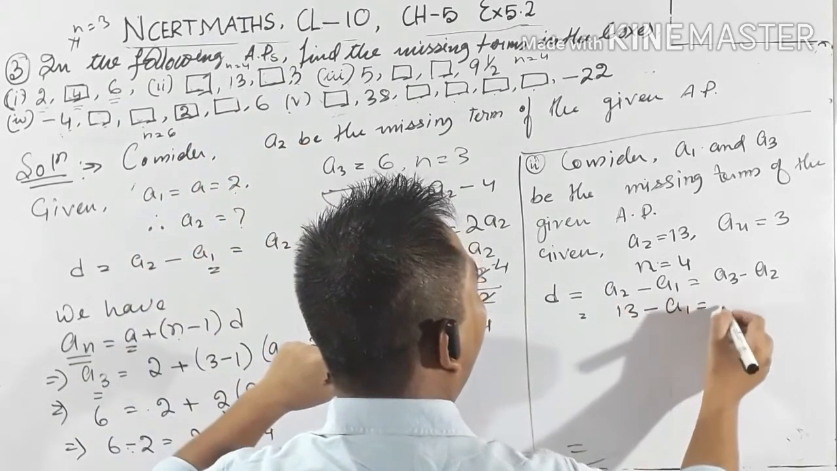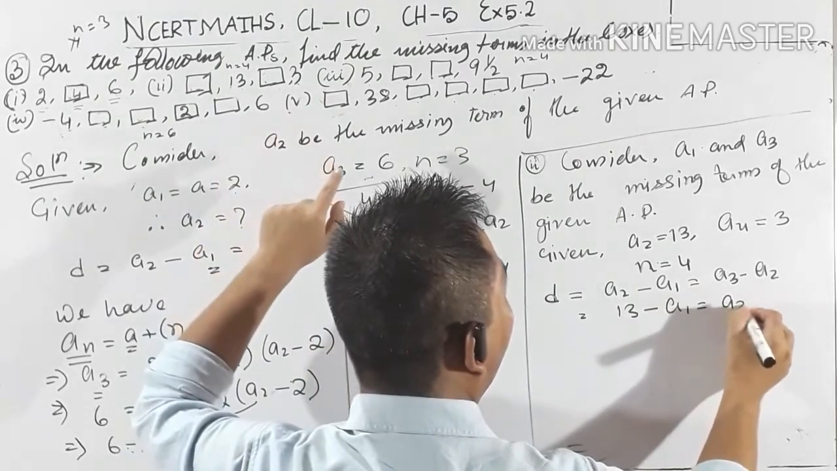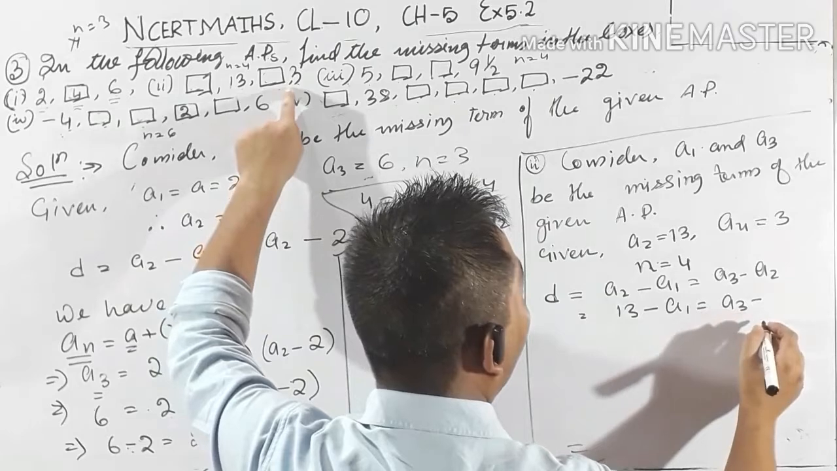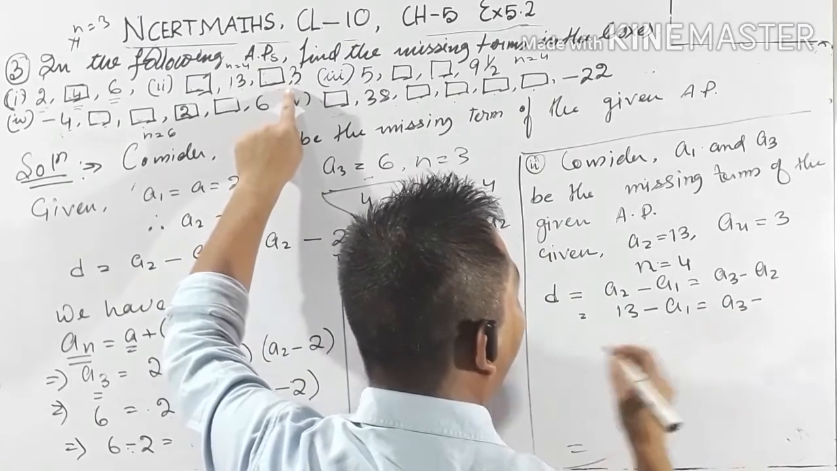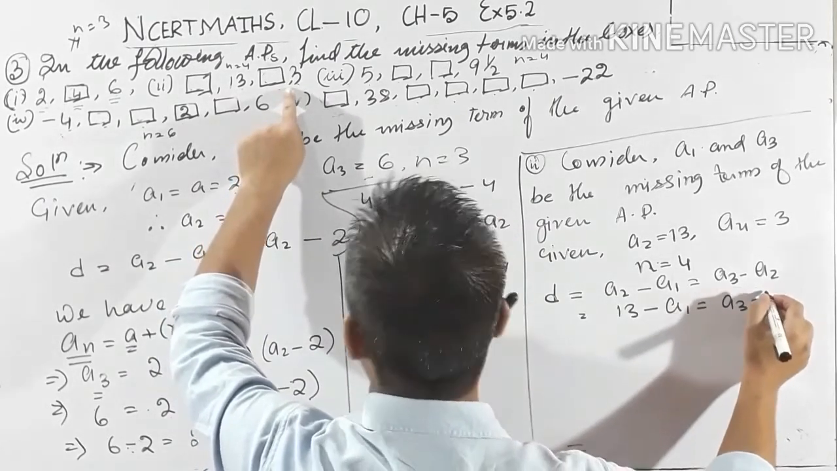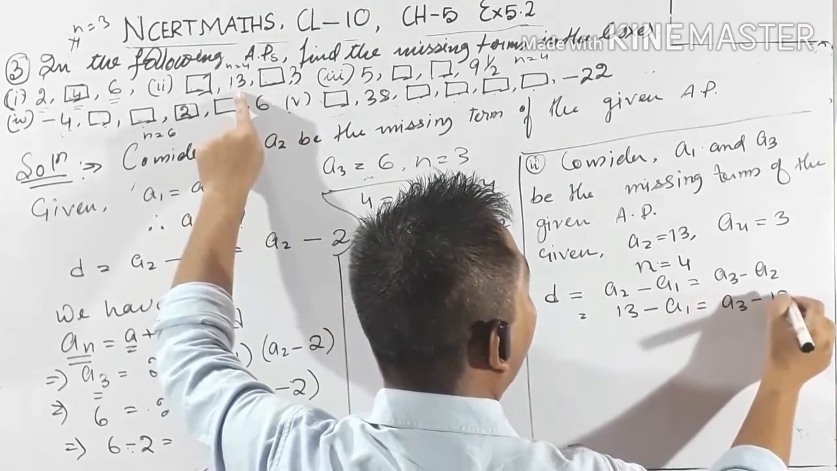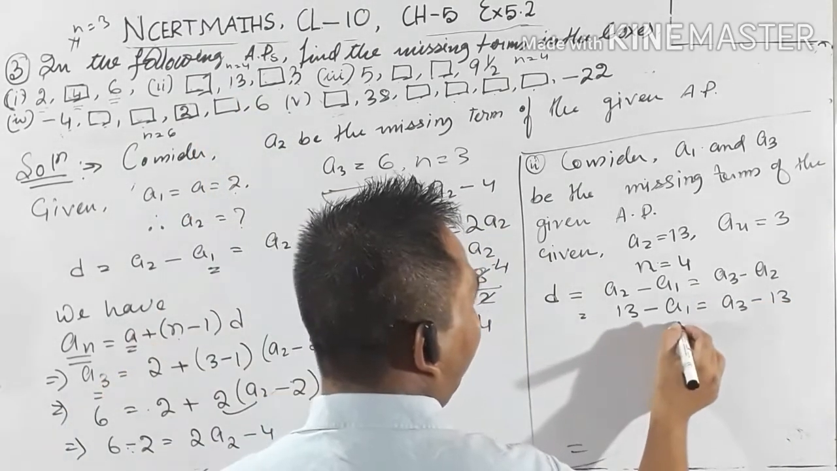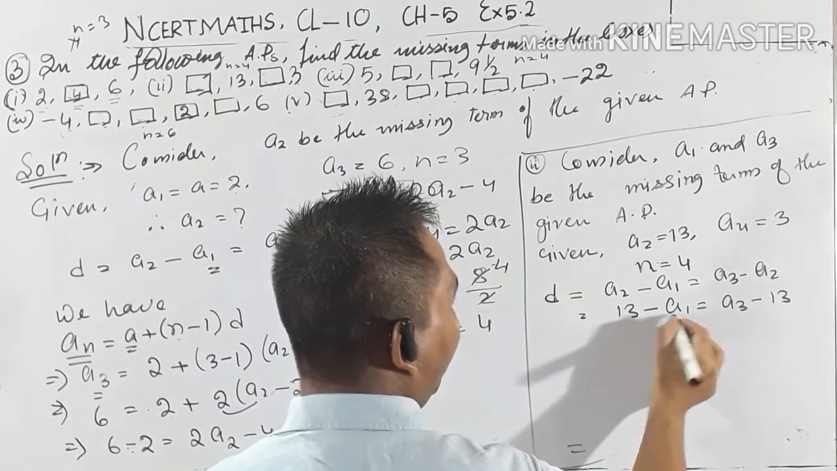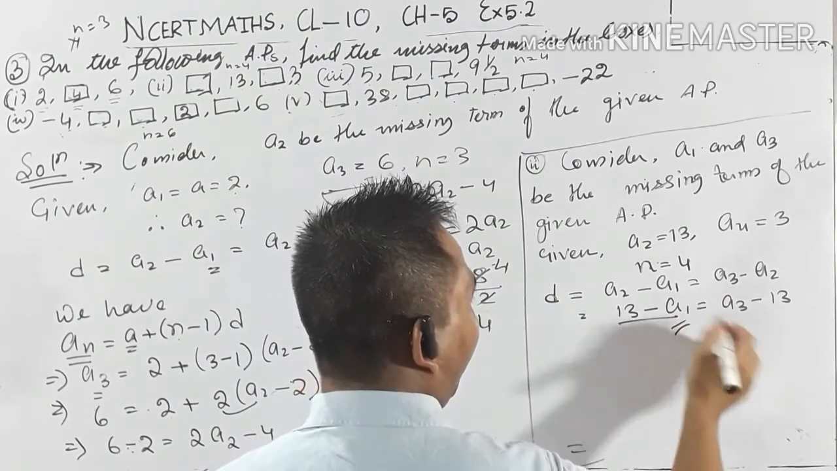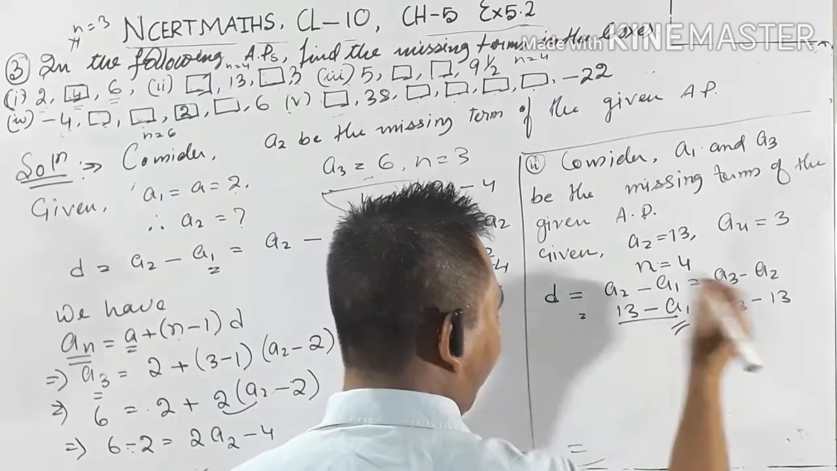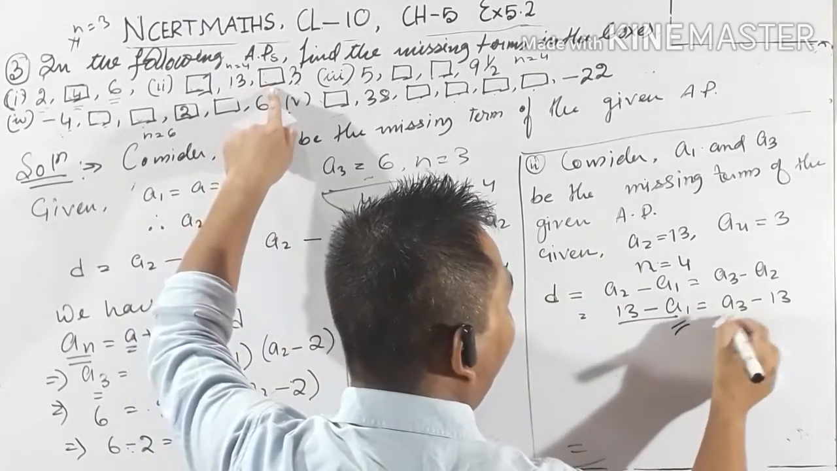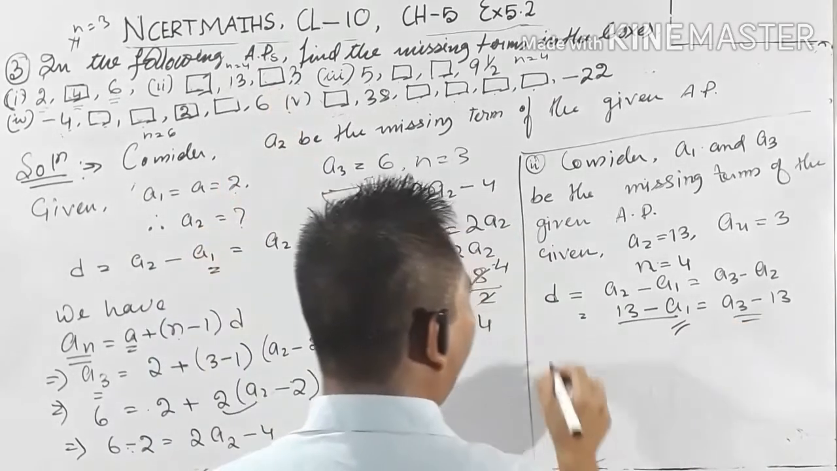And then is A3 given? No, A3 is not given. A3 minus A2 equals how much? A2 is given, it is 13. So to find the first missing term, A1, we will use this one. And to find the third missing term, A3, we will use this one.